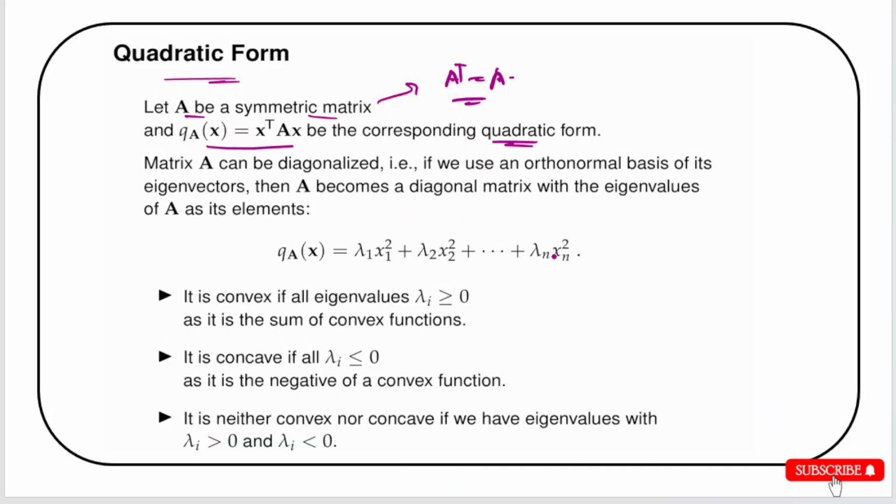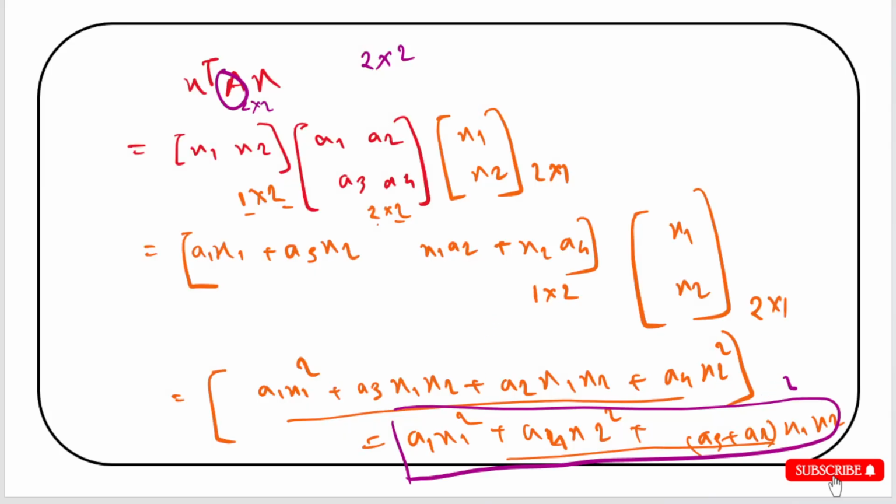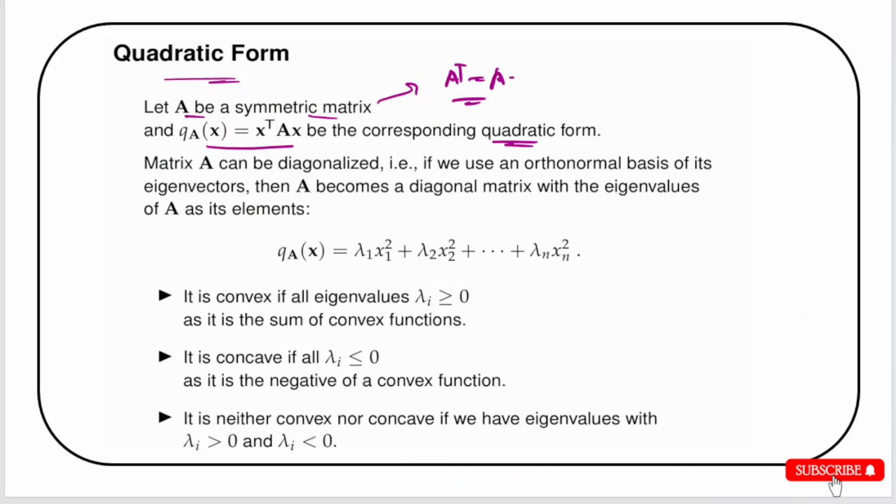Now if you want to know whether this quadratic form is convex or concave, this is also something which comes in your exam. So if you want to know whether the quadratic form corresponding to your matrix is concave or convex or not, then you have to apply certain rules. There are two ways of doing this. The first would be in terms of the eigenvalues.